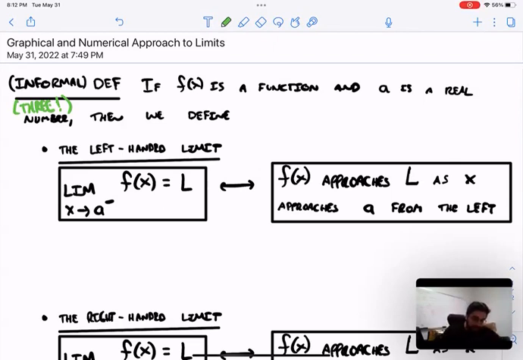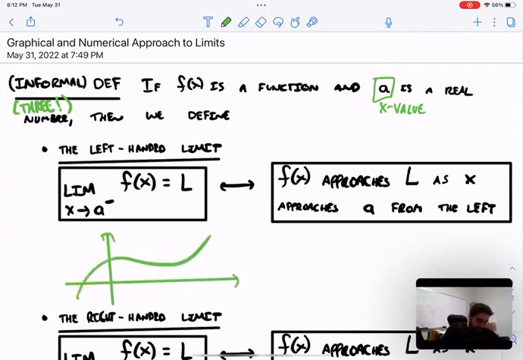Typically, a you're thinking of as on the x-axis, right? It's some x value. And so we're going to imagine this function, imagine this graph that you have. And we want to say, as x approaches a from the left, so you have some x value a, and then you're going to pick x values that are smaller than a, but not much. Pick some x value, pick some new x value, pick some new x value, right? So let x approach a from the left.